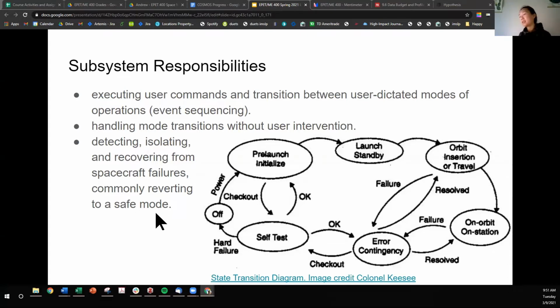Safe mode is when the spacecraft tries to turn off as many things as possible, like the payload. It just has the minimal amount of subsystems running and charging so that ground command can figure out what to do next, can figure out what the failure was and then rectify that error.